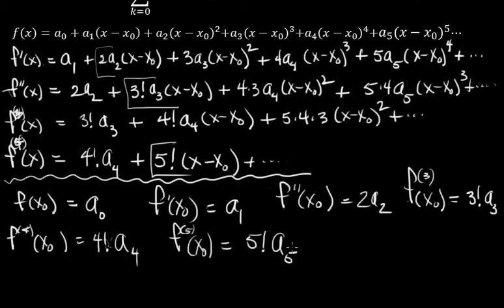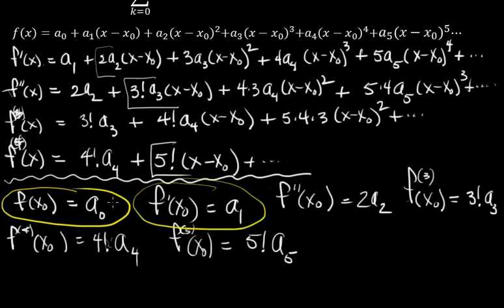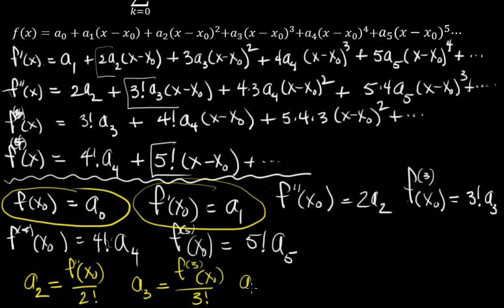So what we have said here is that if you have a power series for a function f, we're not saying where it converges, but the power series for f centered at some number x naught must have this relationship between the derivatives and the coefficients of the series. In fact, a0 is f of x naught, a1 is f prime of x naught, and look, a2, the coefficient of x minus x naught squared, is f double prime evaluated at x naught divided by 2 factorial. A3 is f triple prime at x naught divided by 3 factorial. A4 is the fourth derivative of the function evaluated at x naught divided by 4 factorial.